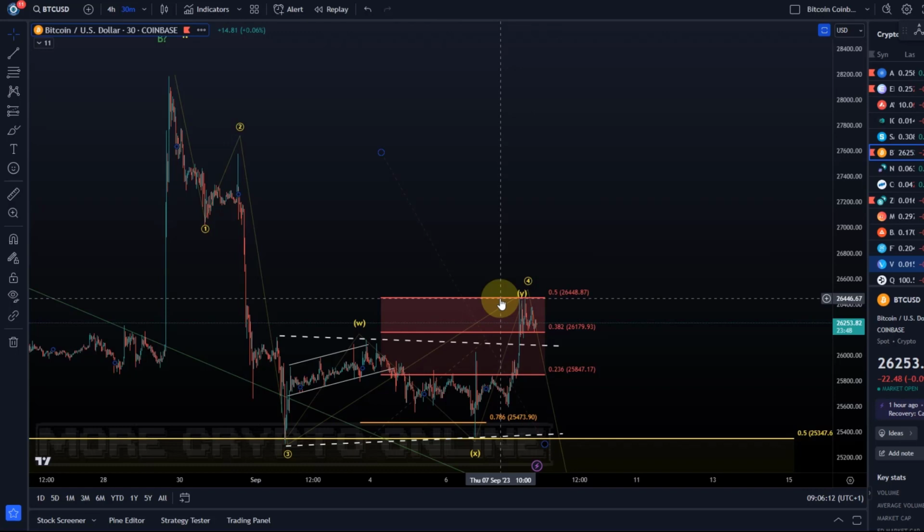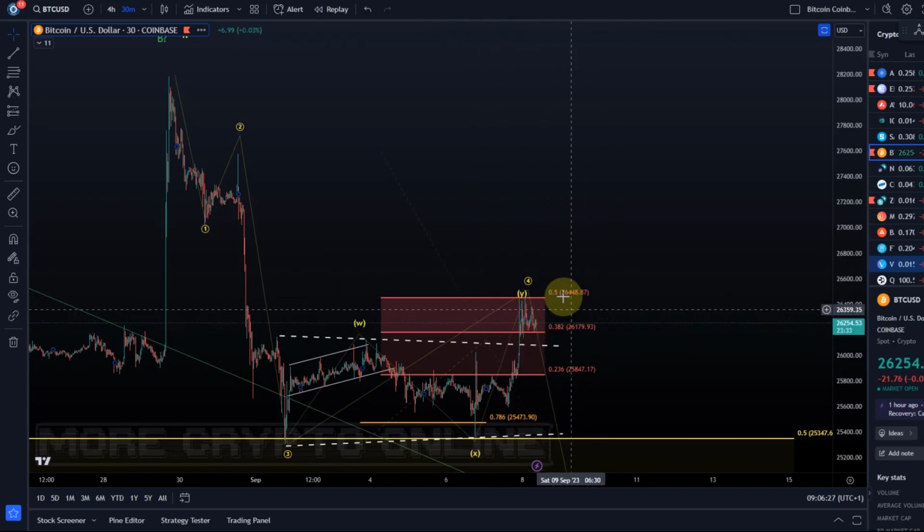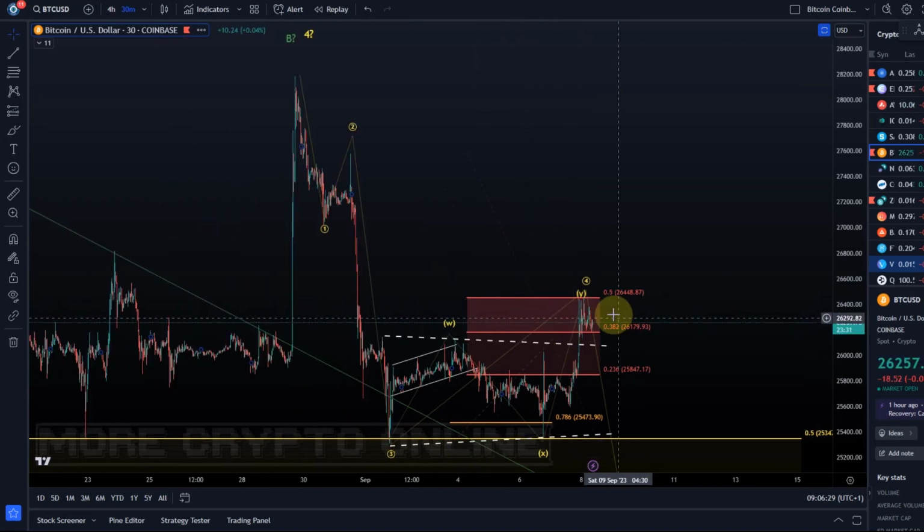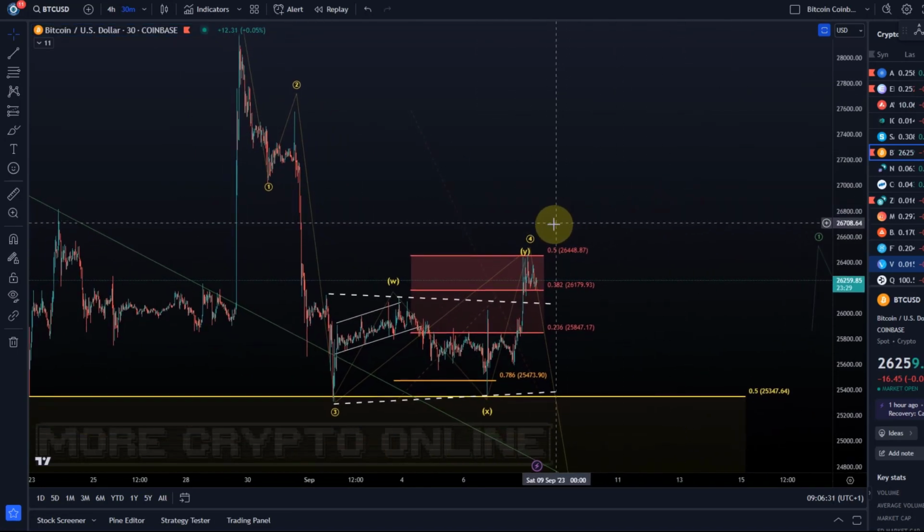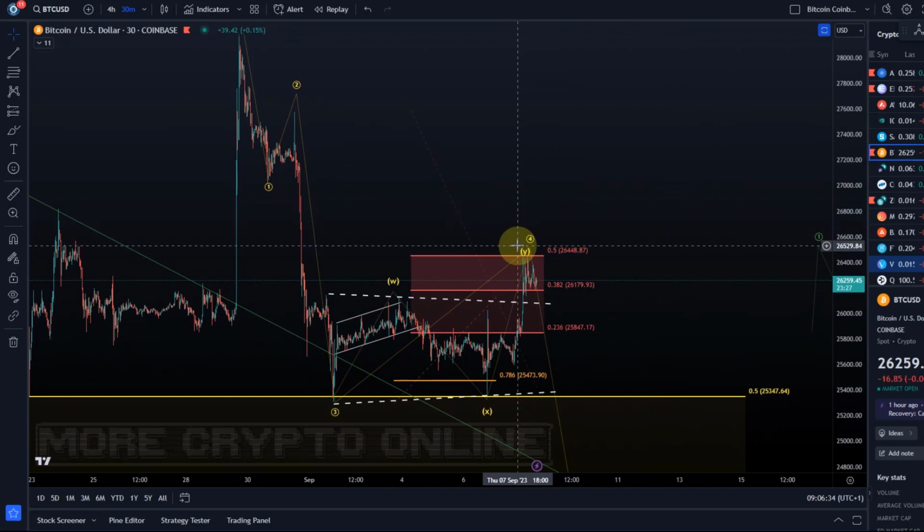Bitcoin is currently respecting the 50% Fib level and is sort of oscillating between that 50% Fib level and the 38.2 retracement between 26,450 and 26,180. Now, we want to talk about in this video what is going to happen and how the pathway could look if Bitcoin breaks above 26,450.